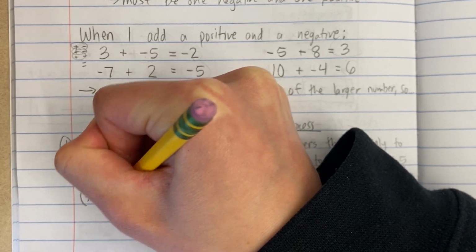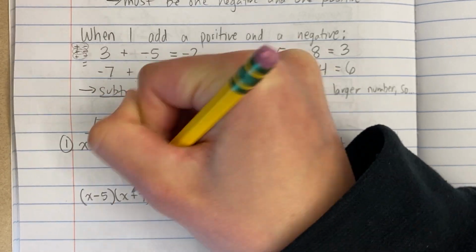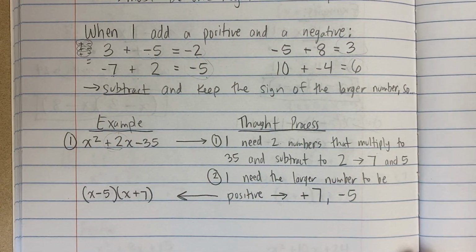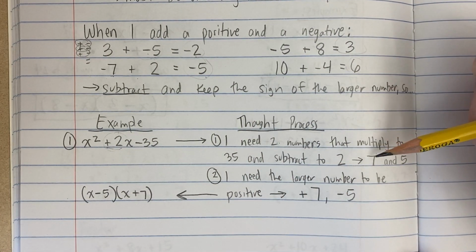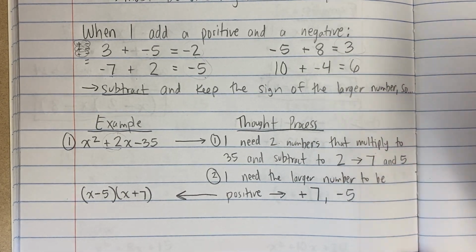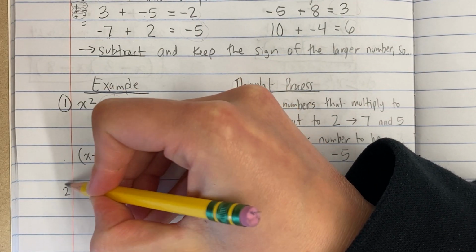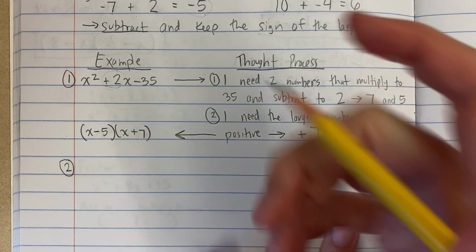So I'm going to have x minus 5 and x plus 7. It doesn't matter the order. I could have written x plus 7 and then x minus 5. Okay, so notice my thought process. First I come up with the two numbers and then I decide about the signs. That was my thought process. Let me show you another one. I'll write down my thought process again.